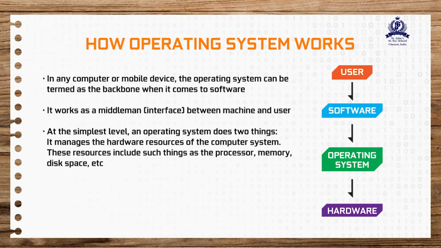Okay, so this operating system does two things. One is, as I already said, it manages the entire hardware resources of the computer system. And the second one is, it is an interface between the user and the system. So these are the two things done by the operating system.